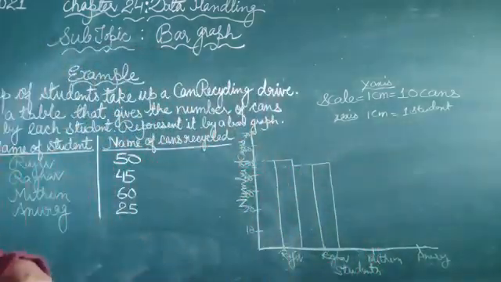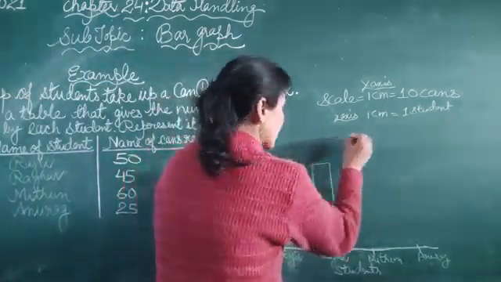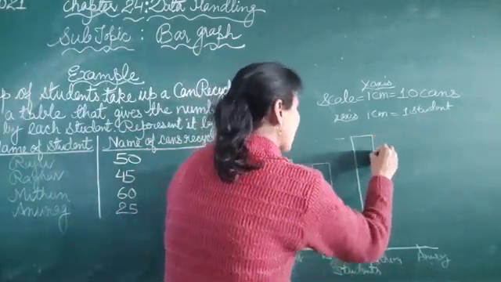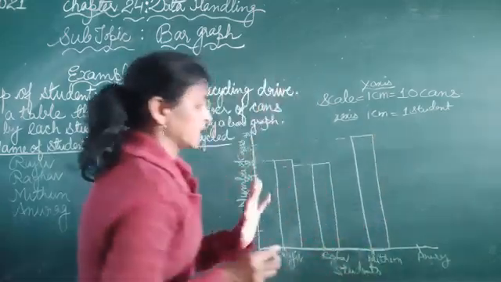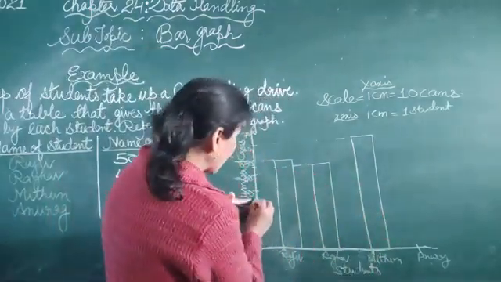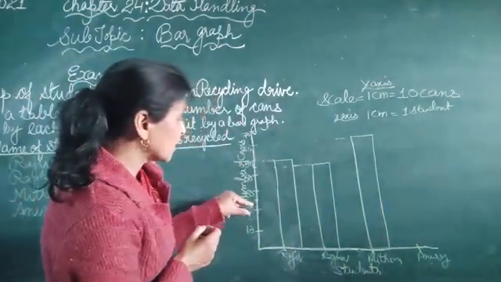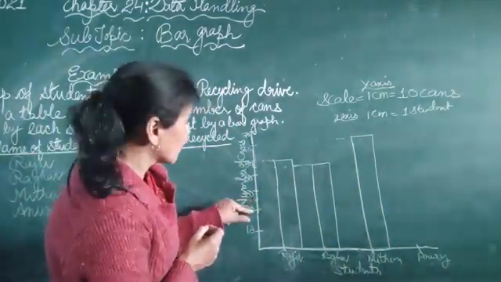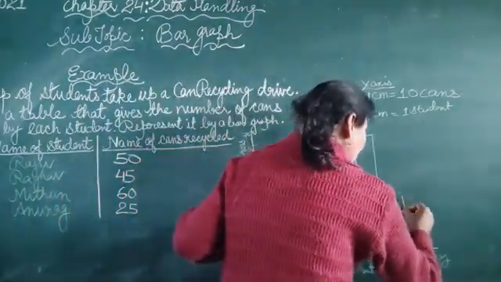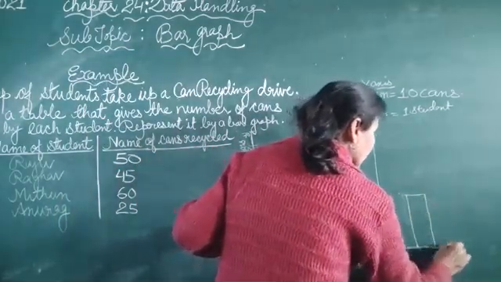Then Mithun. Mithun is 60. Here we see the 60. Then here is Mithun. To 60, we draw a rectangle bar like this. Then Anurag. Anurag is 25. 20 and in the middle here is 25, because 1 centimeter is divided into 10 equal parts. So here is 25. And from Anurag, draw a rectangle bar like this.